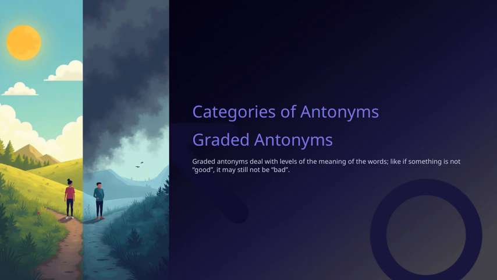This shows us that not all antonyms are simply opposites, some exist on a spectrum. Recognizing these helps us understand language more deeply, especially when we're trying to express nuances or subtle differences in meaning. So, graded antonyms remind us that language often isn't just black and white, they can be more like shades of gray. This concept ties back to our overall theme of understanding how words relate to each other in meaningful ways.